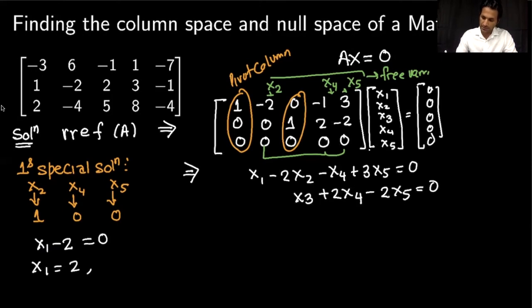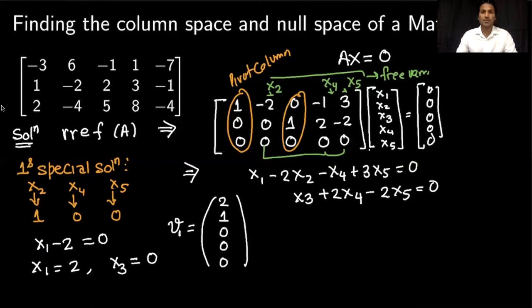And if I plug into the second one, x3, and x4 and x5 are 0. So everything is equal to 0, and x3 is equal to 1. So this gives me one special solution. I'm going to call it V1. It gives me x1 is 2, x2 is 1, and then x3 is 0, x4 is 0, x5 is 0. So this is my first special solution.